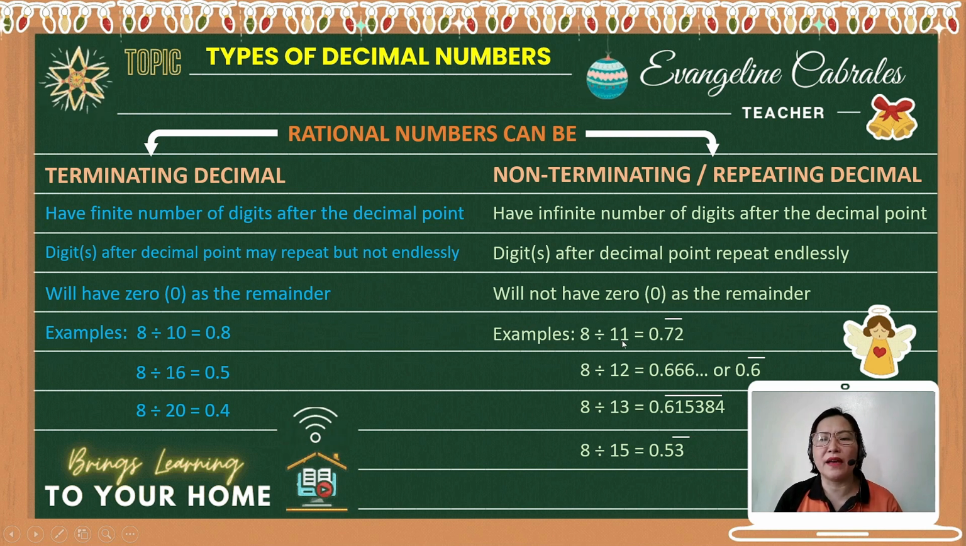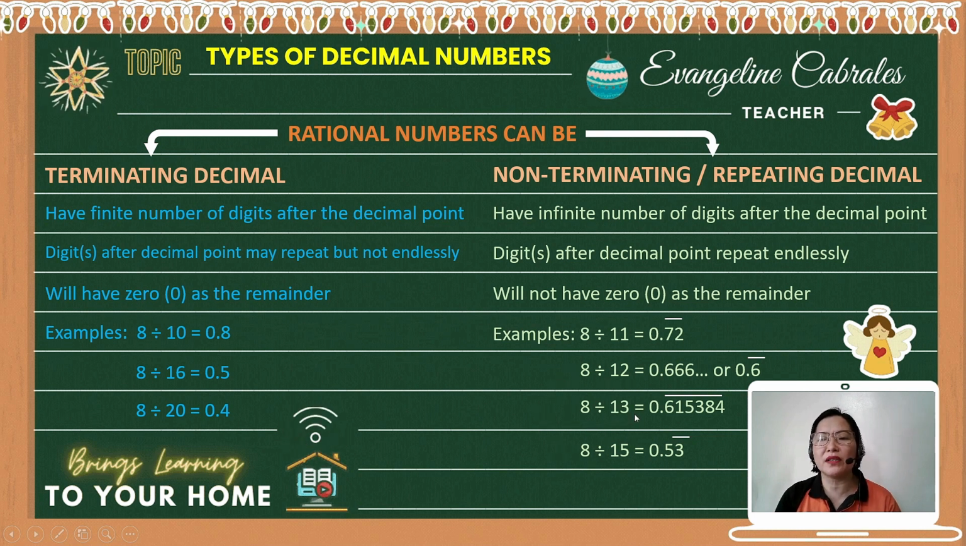8 divided by 11 equals 0.72. So, kung mapapansin nyo, meron siyang vinculum. Hindi ba? Ibig sabihin, yung 7 at 2 ay paulit-ulit ng walang katapusan, kaya nilagyan na siya ng vinculum. When you divide 8 by 12, the answer is 0.666. So, may tatlong tuldok. Ibig sabihin, walang katapusan yan. O kaya pwede siyang isulat as 0.6 na may vinculum sa ibabaw ng 6. Nangangahulugan na ang 6 ay walang katapusan.